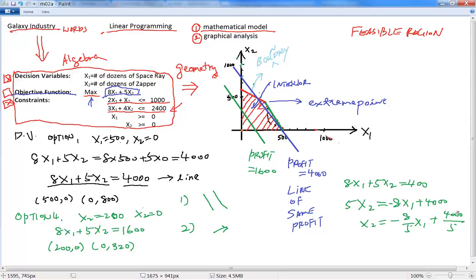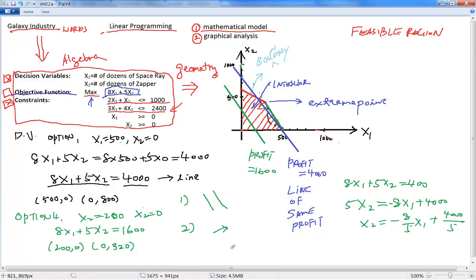So realize 4,000, or any arbitrary profit we try to enforce, does not affect the slope of the line. Therefore, all the resulting lines will be parallel to each other. And the second observation is that it increases in this direction. Again, it should be quite intuitive, because the profit increases as the number of space rays increases. Similarly, the profit increases as the number of zappers increases. So that corresponds to this direction and that direction. So overall, this direction corresponds to an increasing line of same profit.